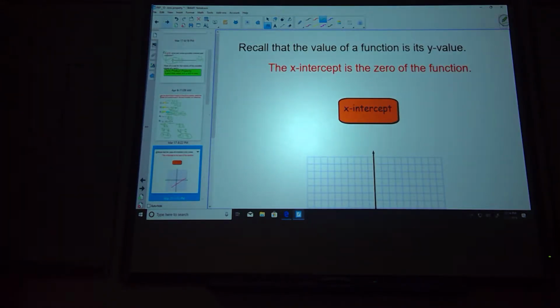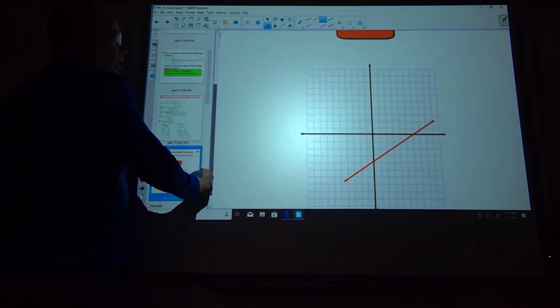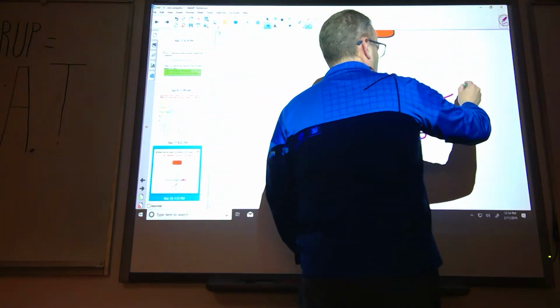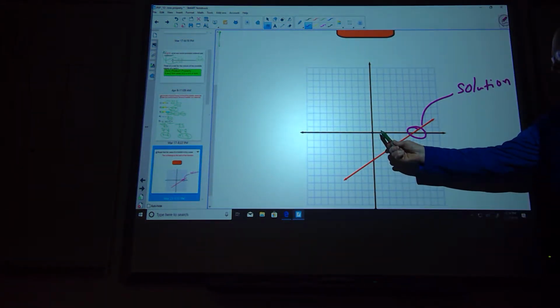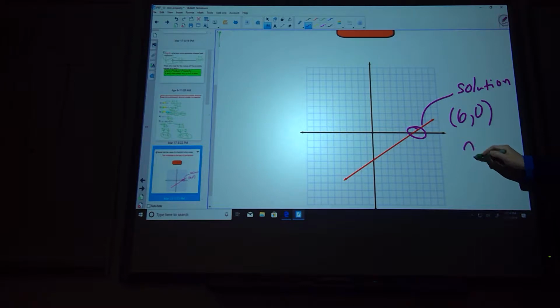All right. So recall that the value of the function is its y value, the x-intercepts of the function. So the x-intercept is like right here. So this would be called the solution. We're worried about where it crosses the x-axis. So that'd be 1, 2, 3. Looks like the point 6, 0. So if x were to equal 6, that would allow me to have my solution. So your solution is where you cross the x-axis. Where it crosses the y-axis is another point, but it's not the solution.